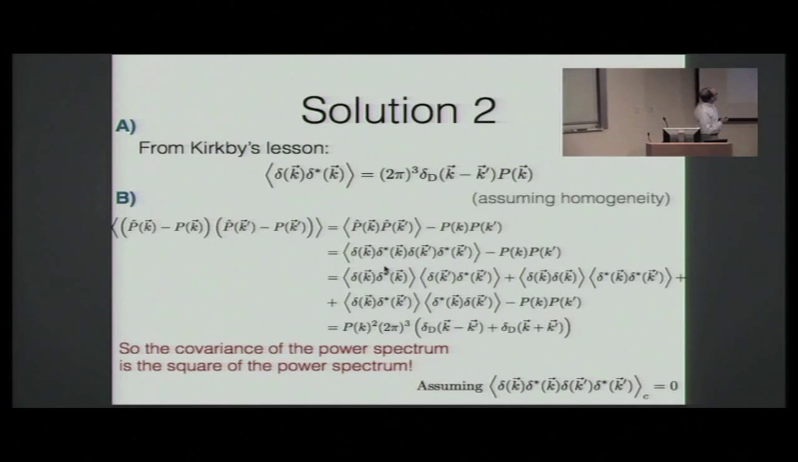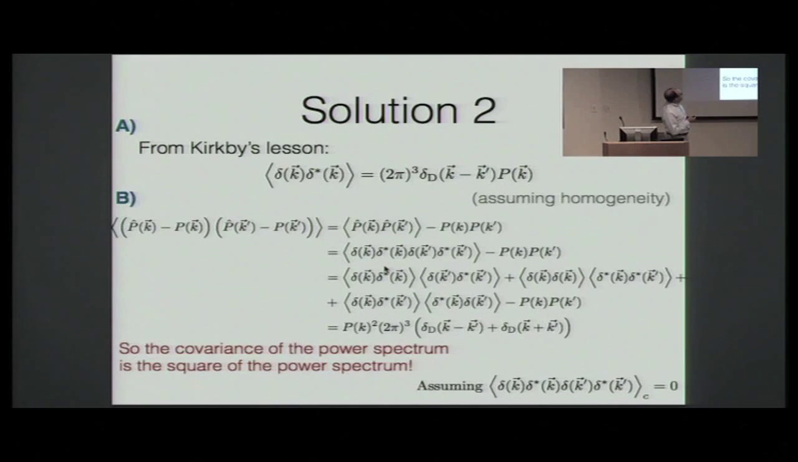If you have the matter density field, delta, in Fourier space, so it's a function of wave vector k, then I can take the expectation value of the product of two deltas. This expectation value, again, is the average over an ensemble of universes. Because of the homogeneity assumption, it has to be a function just of the wave vector k, and so I have this Dirac delta function that relates k and k prime.